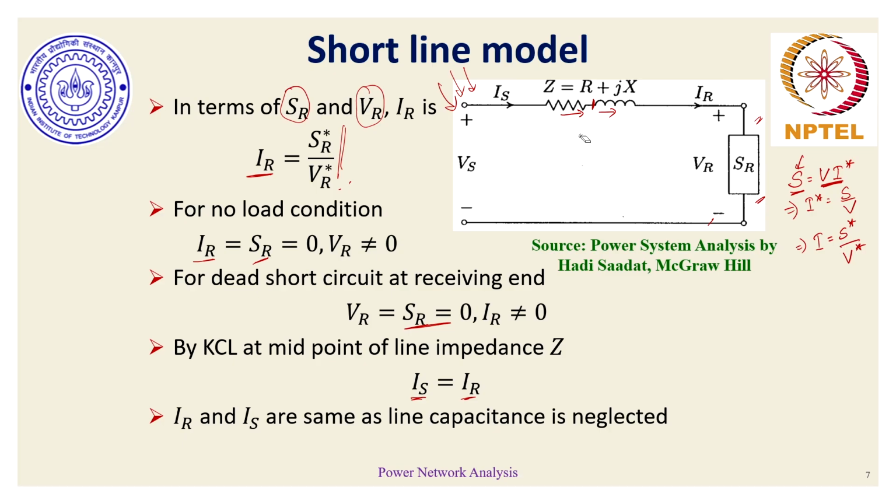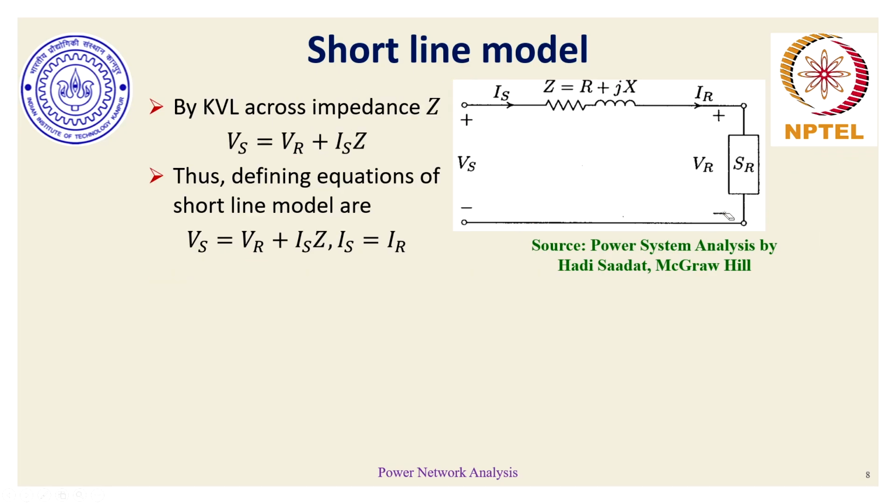If line capacitance had been present, unlike R and X, it would have been represented as a shunt element in a parallel mode circuit, and in that sense, IS would not have been equal to IR because some current would also flow through the shunt capacitances. Since the capacitance effect is neglected in the short line model, the sending and receiving end currents are the same. If we apply KVL across this line impedance, which is total impedance Z, then VS is equal to VR plus IS into Z, where IS is the same as IR.